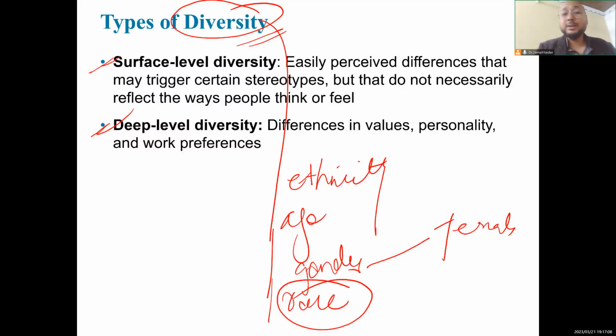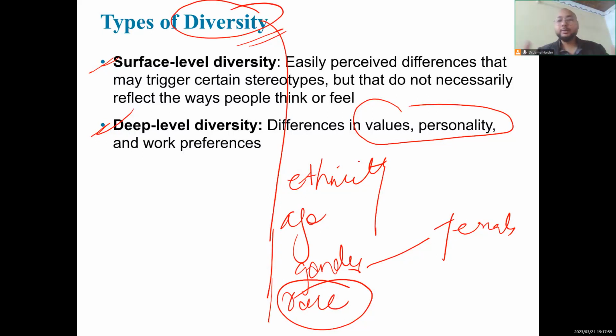What is deep level diversity? Which means differences in values, personalities, and work preferences. These deep level differences can affect the way people view organizational work, reward, communications, promotions, leaders, this kind of stuff. If there is a male and female, there are no differences in there. If she has the credibility, she would be promoted. If she meets targets, she gets bonuses, remuneration, right? She has the power to negotiate as well.